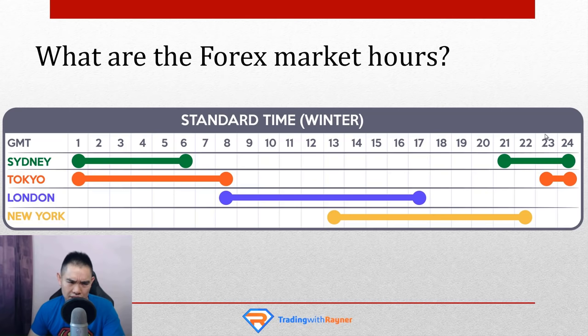So you can see this table here, I would say it's useful to know what time a certain forex market session opens or closes in your particular time zone. And some of you might be wondering, hey, Rayner, how do I know whether it is a winter or summer period? Simple, just Google. If you Google, then you know whether it is now standard time or daylight savings time. So I'm not going to put that down here because it really depends on the time of the year.